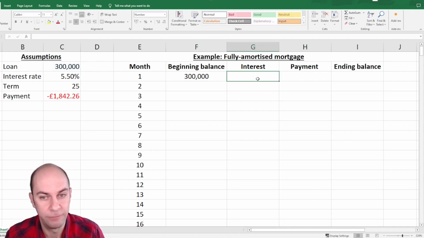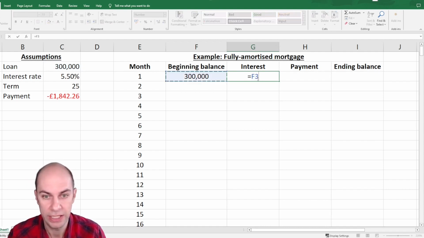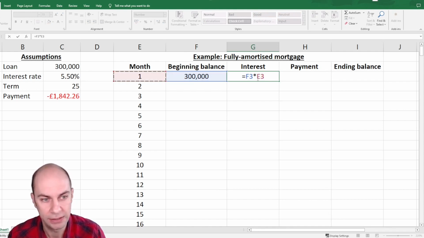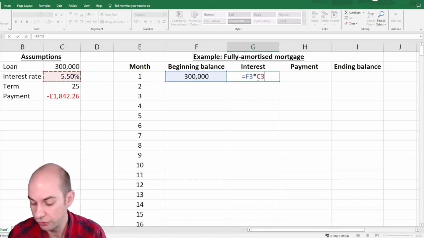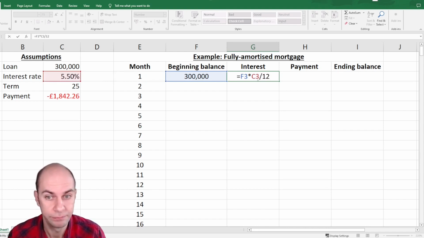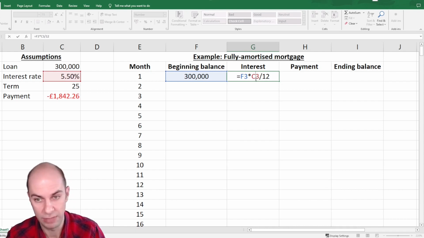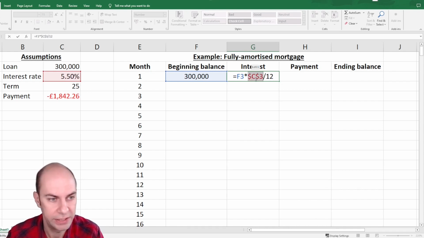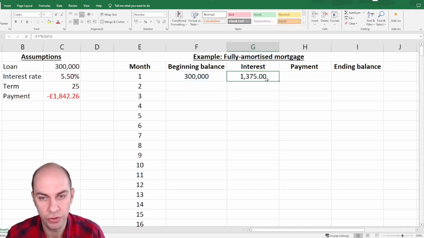The interest for month 1 will take the beginning balance. Of course, I will be applying the interest on the beginning balance, and then multiply by the interest rate, but this is the annual interest rate, so I'll have to divide that by 12. And hopefully that's going to calculate my monthly interest. I want to dollarize here the interest rate so it doesn't move as I drag down. So there's my interest for the first month.